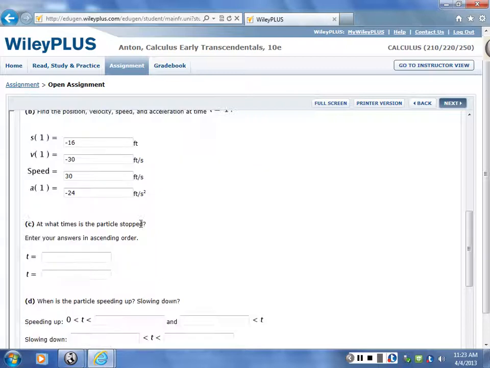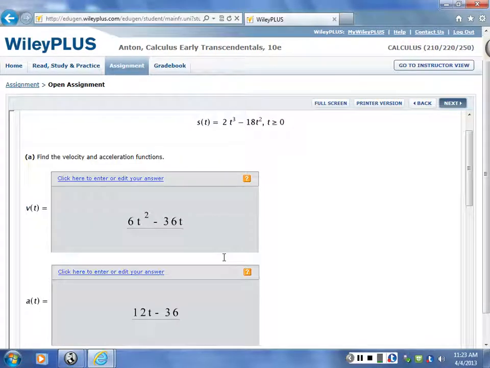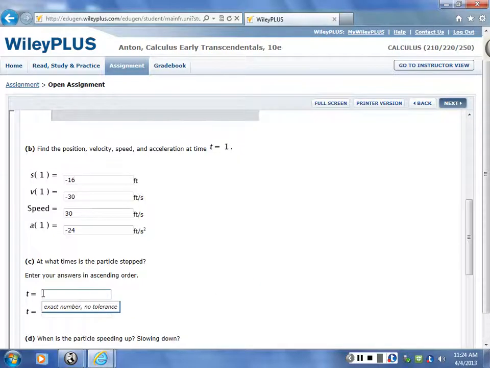At what time is the particle stopped? That's when velocity equals 0. When is the particle stopped? At 0 and 6. Let me see. If I factor out a 6t, you just set that equation equal to 0 and you're finding 2 points. So t equals 0 and t equals 6.